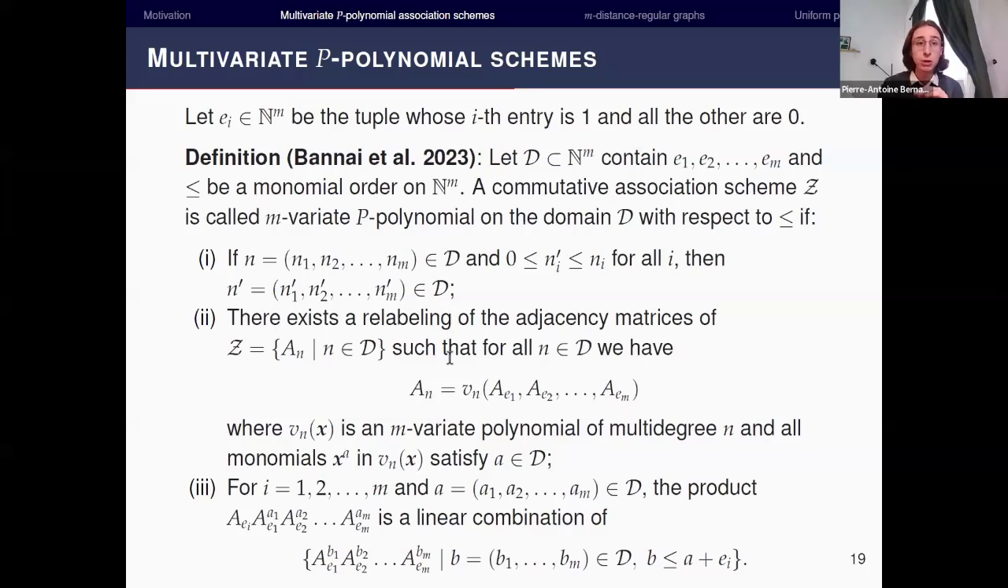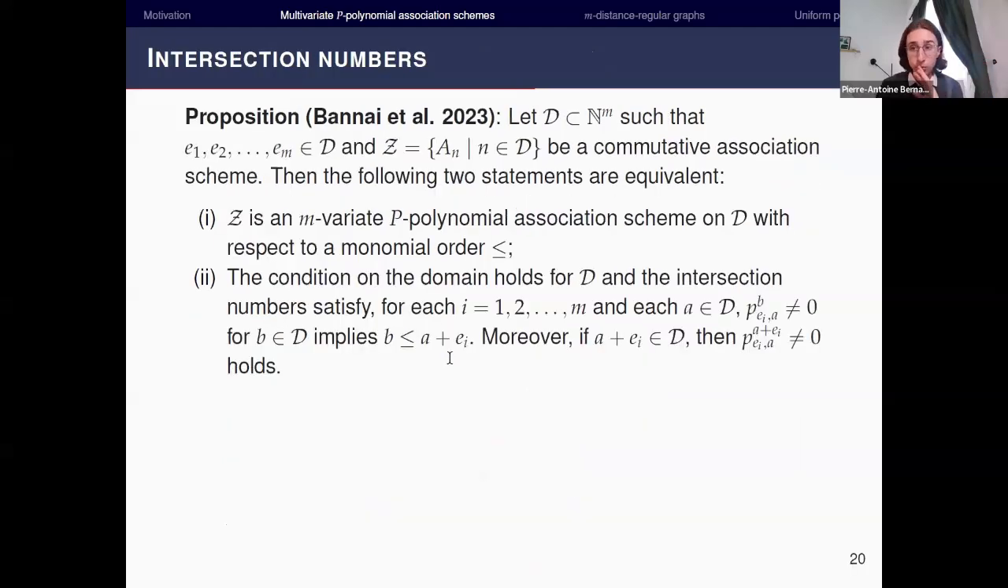So this is the definition of multivariate P-polynomial scheme. If you have any question, feel free to interrupt at any time. And here, this proposition is the generalization of the connection between P-polynomial and the constraint on the intersection numbers. It tells you, if you have an association scheme, what condition you need to look at in the intersection numbers to know that it's M-variate P-polynomial and vice versa.